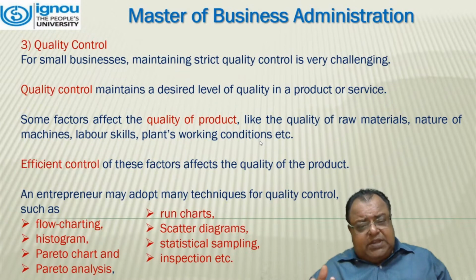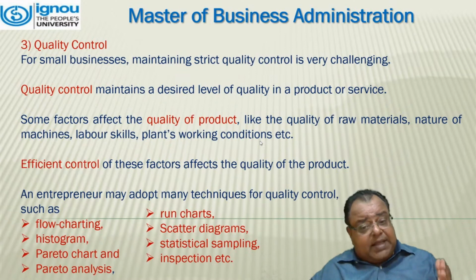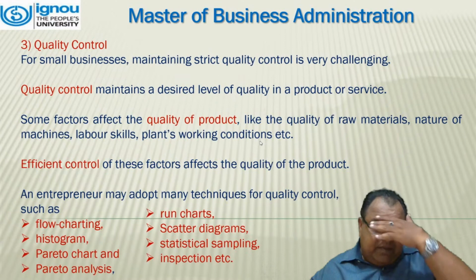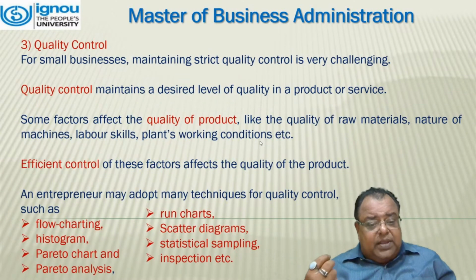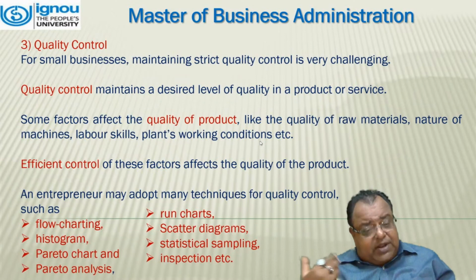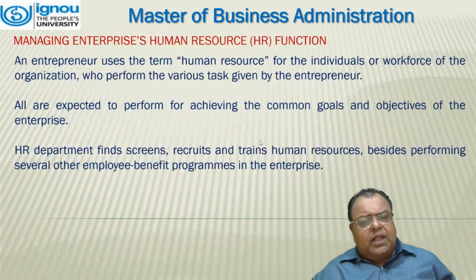Efficient control of these factors affects the quality of the product. There are many techniques which can be employed by the entrepreneurs for quality control, such as flow charting, histogram, Pareto chart, Pareto analysis, run chart, scatter diagrams, inspection, statistical sampling, etc.